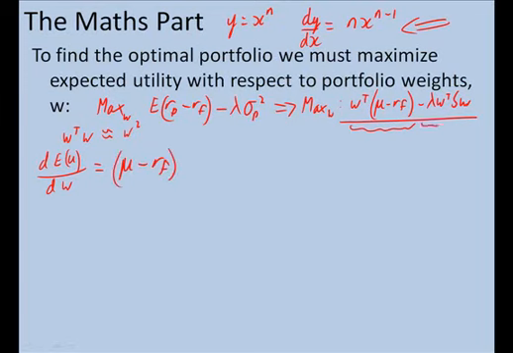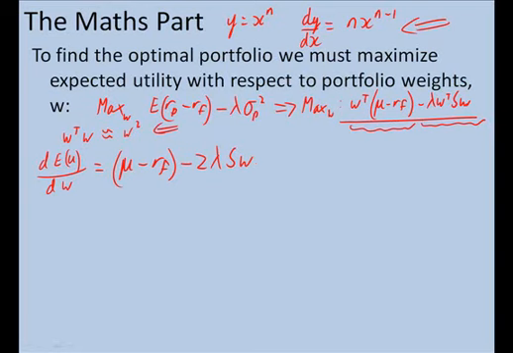Now let's consider the second part. We've got W transpose times S times W, and we know that W transpose W is approximately equal to W squared if we're thinking about differentiation. What happens? We get minus 2 times lambda times S times W. We've now differentiated expected utility with respect to the portfolio weights.